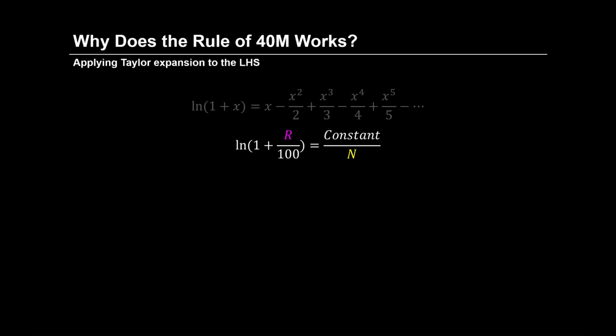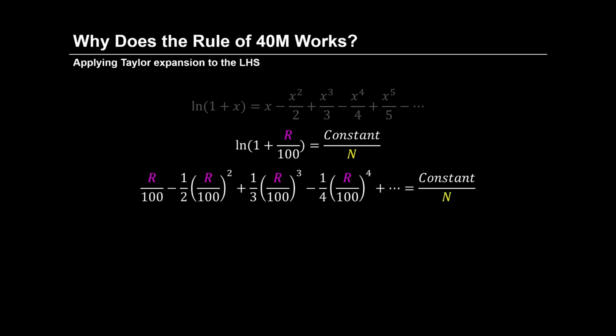Expanding the left-hand side of the equation using the Taylor series, you are able to get this new equation. And if we look at the second term of the left-hand side, R is sufficiently smaller than 100 in our investment case, so that R divided by 100 raised to the power of 2 is quite small. And using the same logic, you can see that the next term is even smaller, and the term afterward is exceedingly small. It's fair to say that all of the terms after the first term is just an error term.